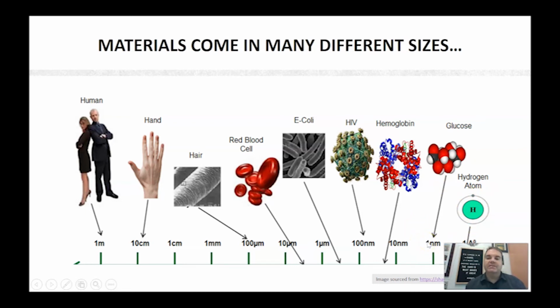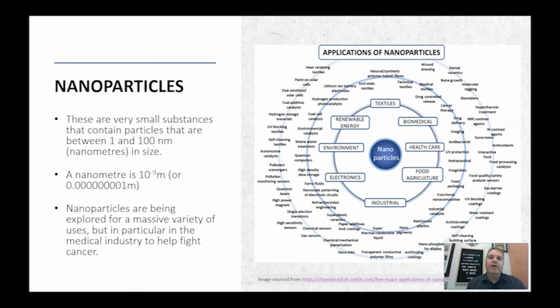And so you're basically starting off with atoms. Atoms make up molecules, which go up to make larger substances, which all combine together to make humans at the end. So it's a good idea to have an understanding that when we're talking about the atom, we're talking about something that's really incredibly small. It cannot be seen by normal microscopes. You need special equipment to be able to see them. So a nanoparticle is a very small substance that contains particles that are between 1 and 100 nanometers in size. So that's this equivalent, 10 to the minus 9 meters.